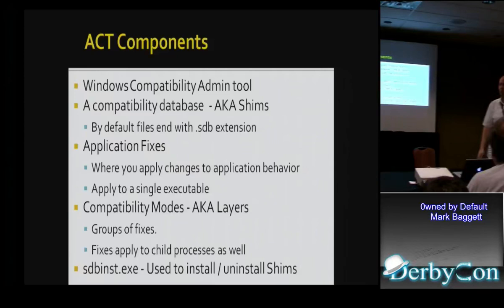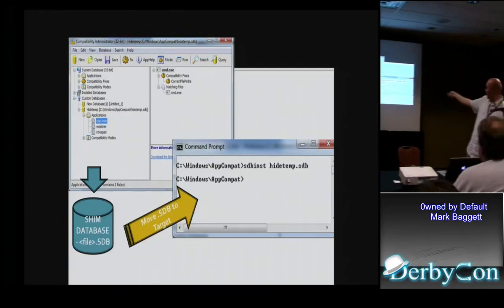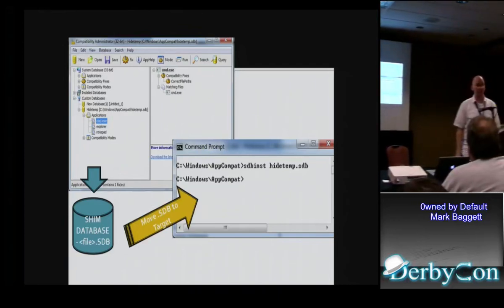What's really nice about these compatibility modes is that if you apply one to an executable, it affects the executable and all of the child processes of the executable. The only thing you really need on the target workstations is sdbinst, an executable that is already installed by default on all Windows systems. So on my machine, I use the application compatibility administrator to create a shim, a little .sdb file. I then move that to a target system and install it with sdbinst, giving it the name of my shim, and whatever fix-ups I've put inside that shim are then applied to the executable.